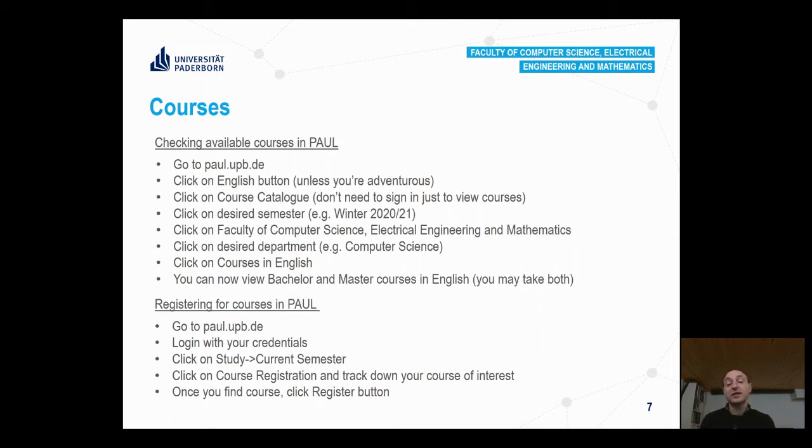And then, of course, once you've decided what you want to take, then there's a question of how do you register for courses in Paul. Again, you're going to go into Paul, but now you want to actually log in with your credentials, of course. And then, you can follow these links, study, then current semester, course registration. Find the course of interest that you already kind of looked up in the previous step up here. And once you find the course you want, you just click register. Okay, so this is very roughly how the process goes. Okay, and this information should be more or less kind of consistent moving forward through the years.